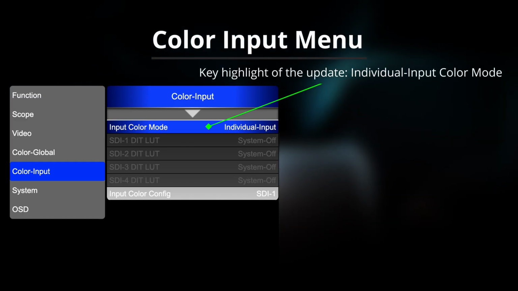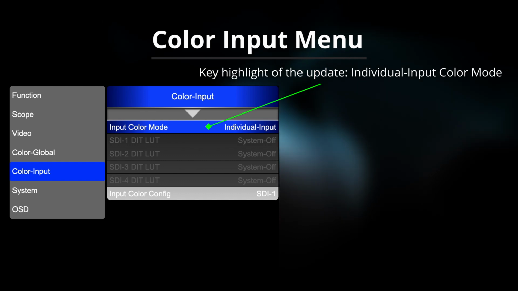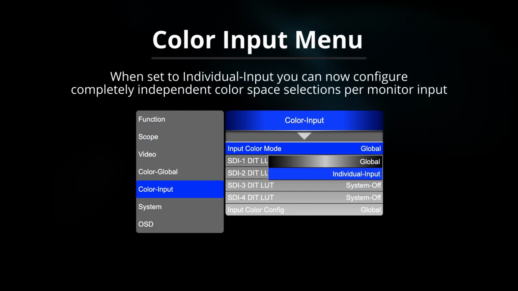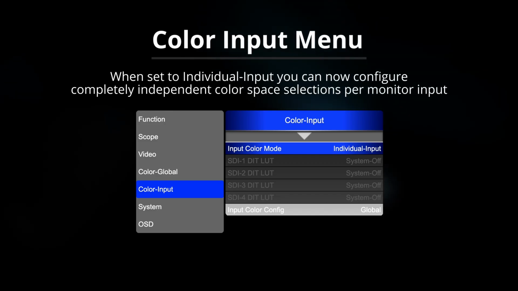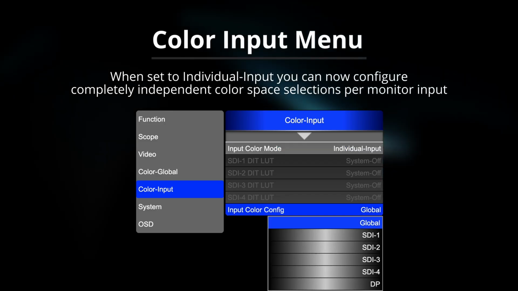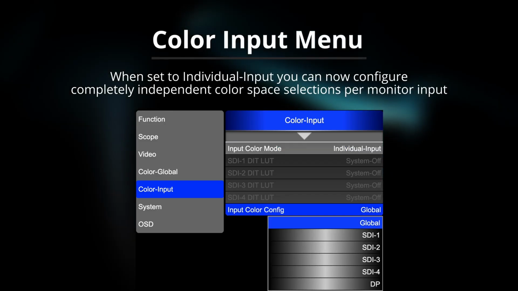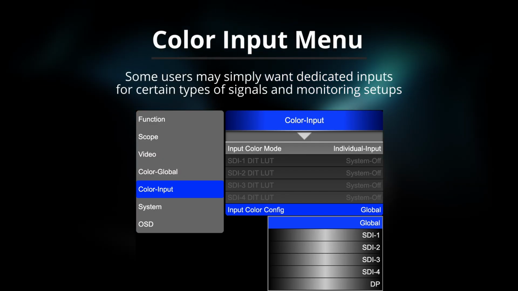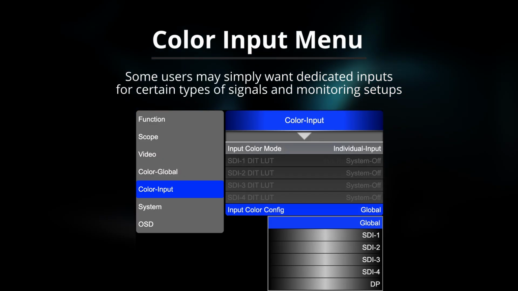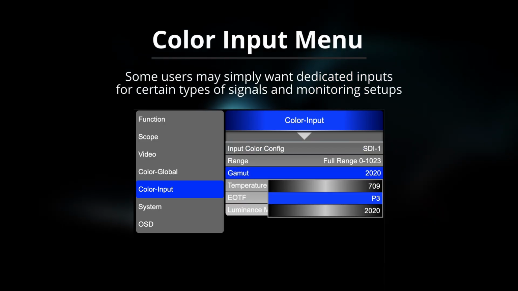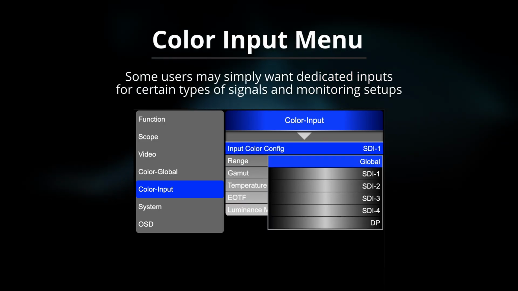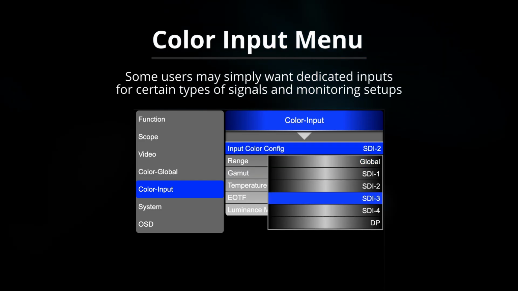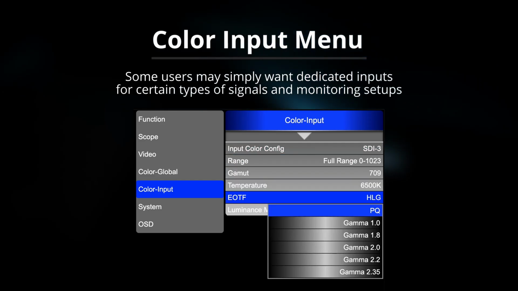The individual input color mode is probably the most significant part of this new firmware update. When set to individual input, you can now configure completely independent color space selections per monitor input. This serves many potential purposes. For example, some users may simply want dedicated inputs for certain types of signals and monitoring setups, like perhaps setting up SDI1 for P3 PQ monitoring, SDI2 for Rec 2020 HLG monitoring, and SDI3 for Rec 709 Gamma 2.4 monitoring.